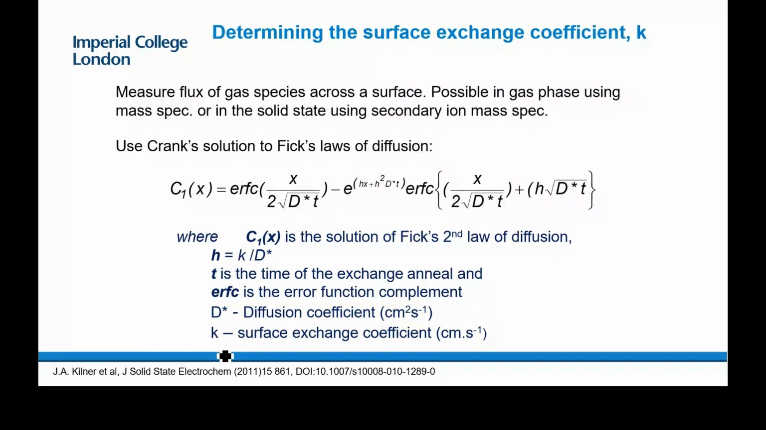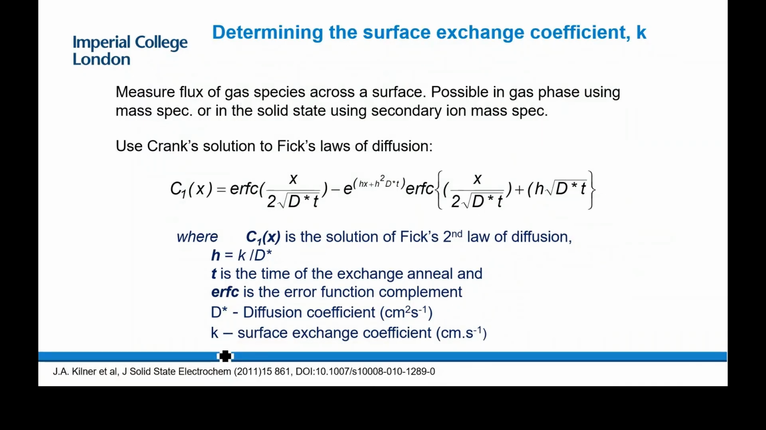Okay, but in this equation, you can see that there's no K. We've not determined the surface exchange coefficient, but we can define H, this parameter in the Crank solution here, as the ratio between K and D. So if we can then fit our data using regression, least squares regression, etc., then we can extract these H parameters, and from that we can extract this surface exchange coefficient.